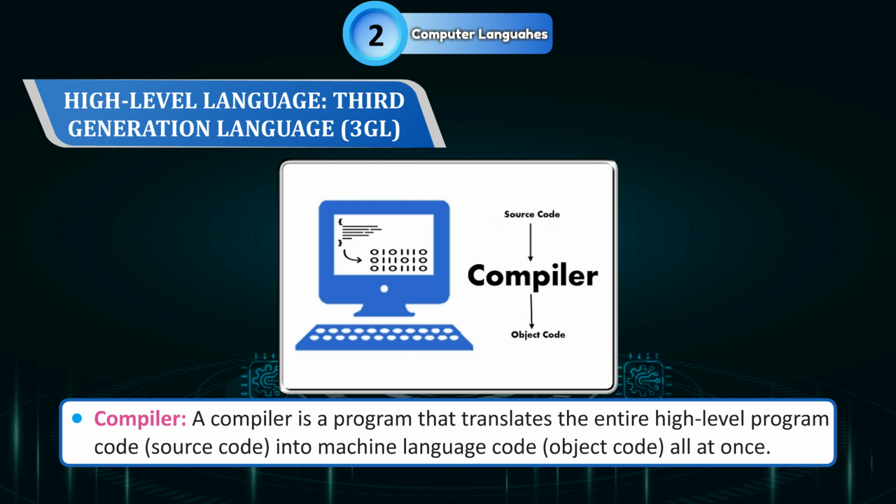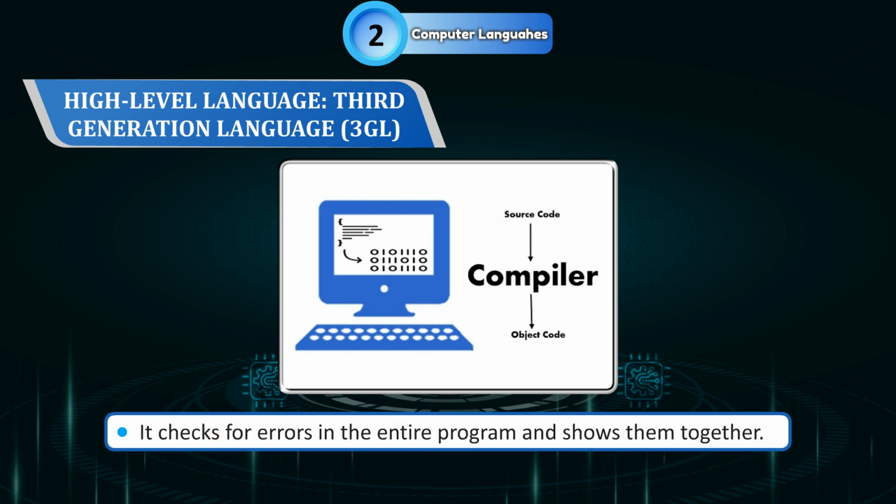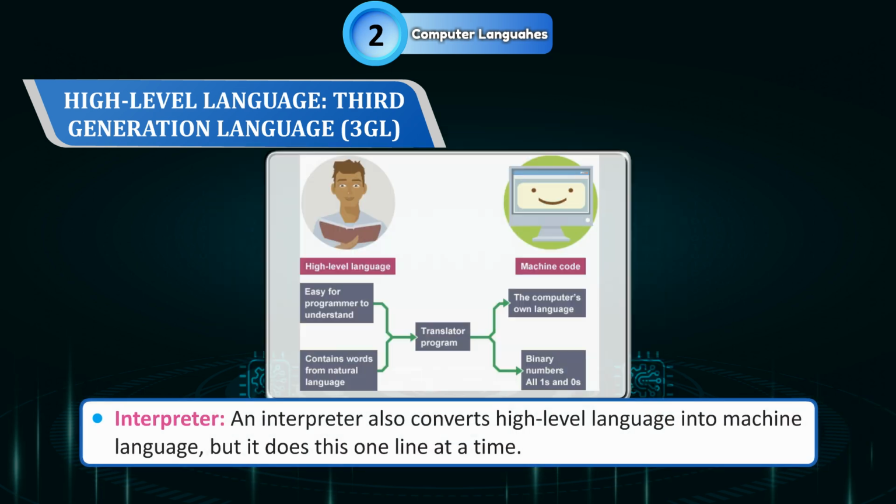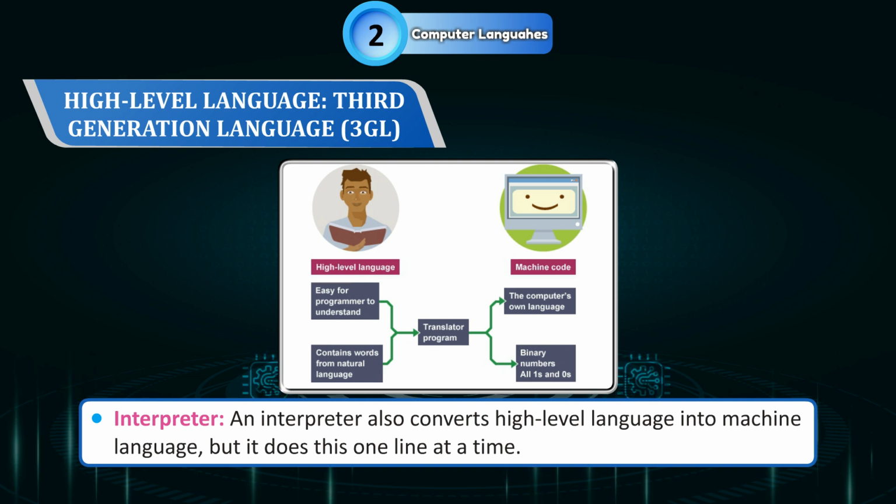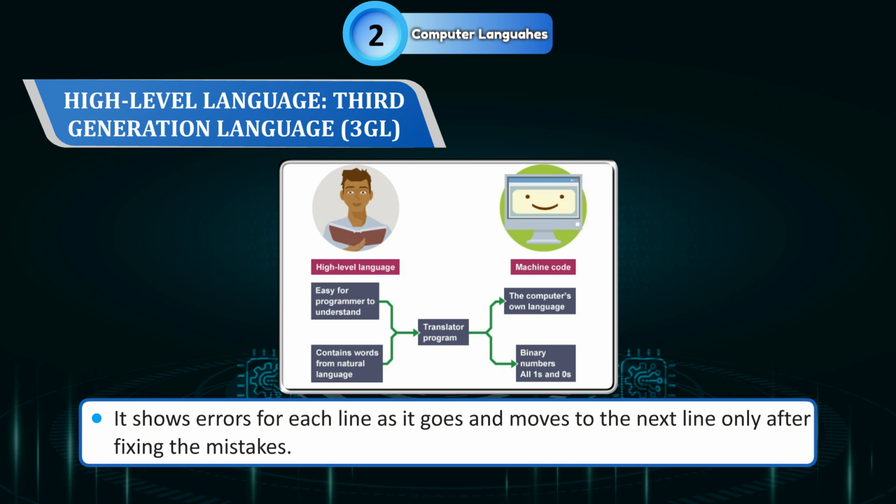Compiler. A compiler is a program that translates the entire high-level program code, source code, into machine language code, object code, all at once. It checks for errors in the entire program and shows them together. Interpreter. An interpreter also converts high-level language into machine language, but it does this one line at a time. It shows errors for each line as it goes and moves to the next line only after fixing the mistakes.